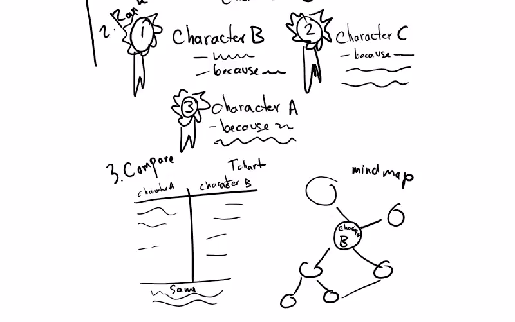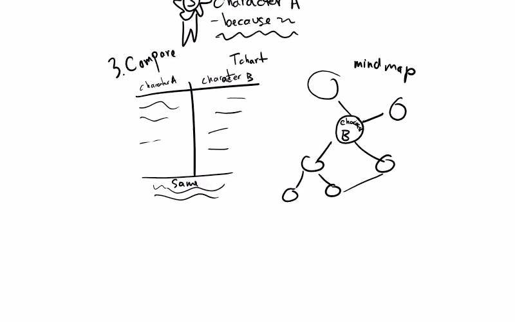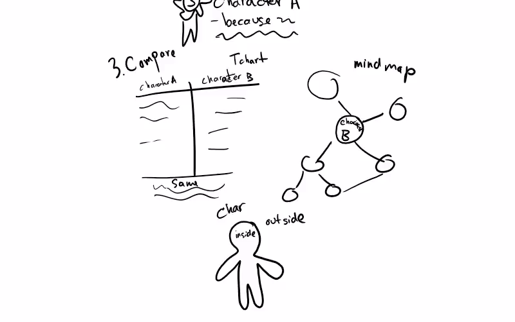And another way that you can compare characters is do the outside inside, which you should also remember from fourth grade. So inside, and what are they like inside, and what are they like on the outside? Like, what do they look like? This is called a character map.